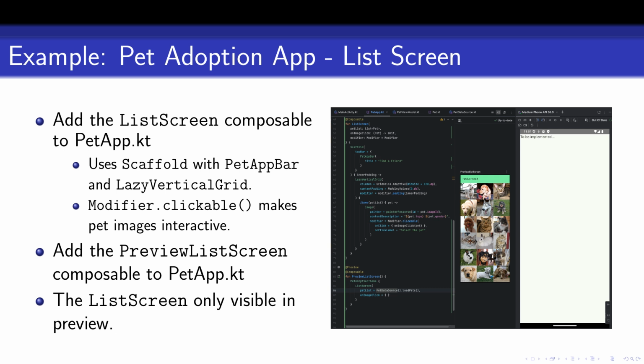We begin by implementing the ListScreen composable. This screen uses a scaffold for overall layout and includes our custom pet app bar at the top. The pet images are displayed in a LazyVerticalGrid. Each image is made interactive using Modifier.clickable, so users can tap on them to view more information. We also include a PreviewListScreen composable, so we can preview this UI without launching the full app.